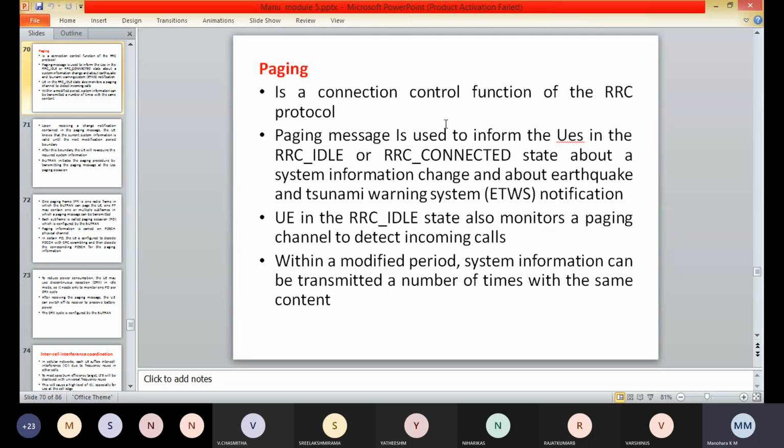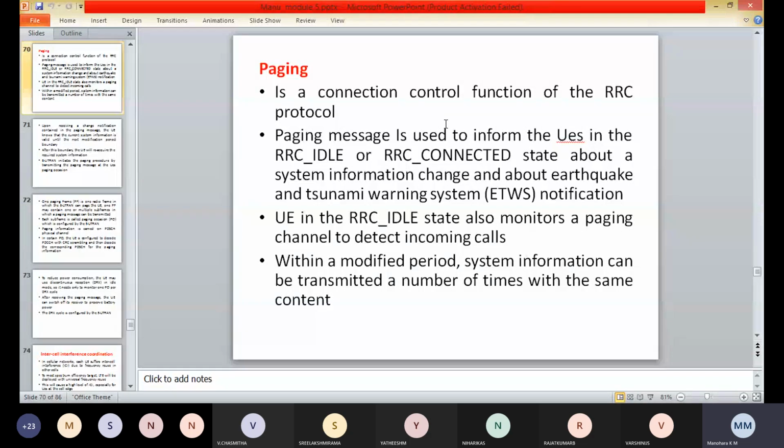So here, if the ETWS notification is indicated, an ETWS-capable user equipment will reacquire the system information block related to ETWS immediately, without waiting for the next system information modification boundary.